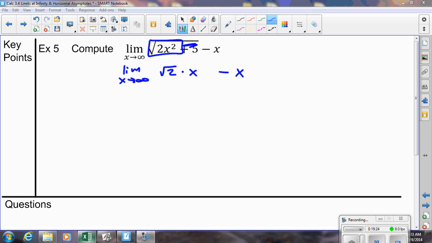The 5, we pretty much just eliminated, because if you're talking about going outward to infinity, a plus 5 vertical shift when you're near infinity doesn't really do much. I mean, again, if we're trying to do a direct substitution here, square root of 2 times infinity, well, that's infinity. Infinity plus 5 is infinity. Well, if we're trying direct substitution here, we're getting infinity minus infinity.